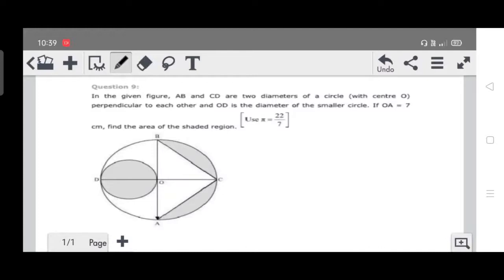Ninth question is, in the given figure AB and CD are two diameters. The AB and CD are two diameters of a circle with center O. They are perpendicular to each other. OD is a diameter of the smaller circle. Here they have given a small circle. The OD is the diameter of this circle. If OA is 7 cm, the OA they have given, this is 7 cm. Find the area of the shaded region, the area of the smaller circle and the area of this portion. We need to find out the area of the shaded region here.